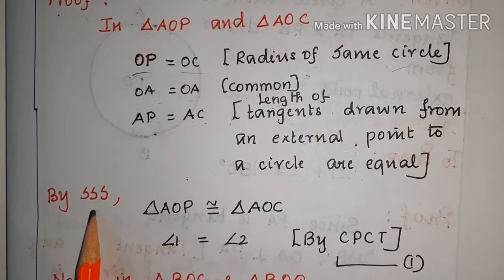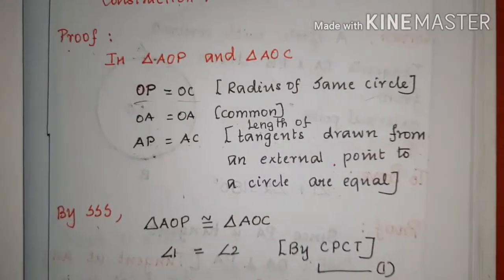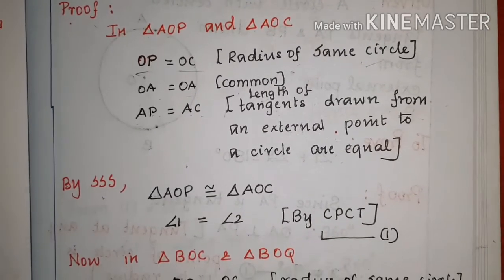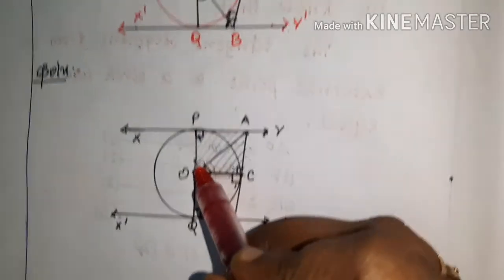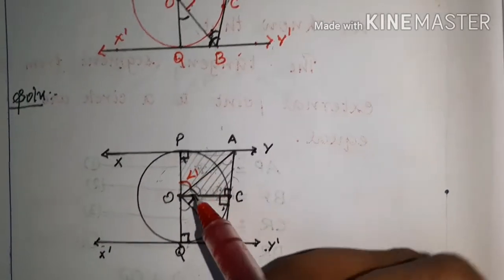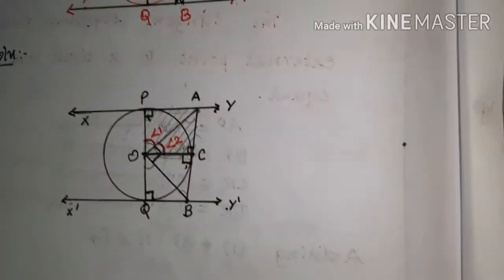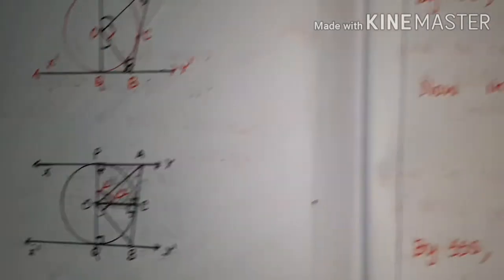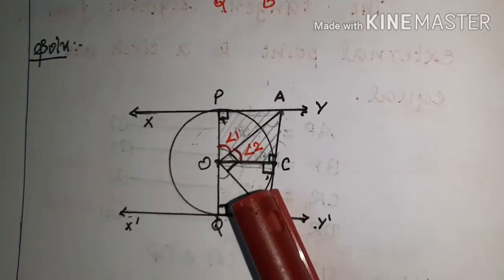So by triple S, we say both the triangles are congruent. And therefore, angle 1 and 2 are equal. What is it, angle 1 and 2? Look at the figure. So this is what we are going to take as angle 1 and this is angle 2. Clear? So by CPCT we say that these two angles are equal. Got it? Now same way, similarly we are going to prove the next two triangles are congruent.